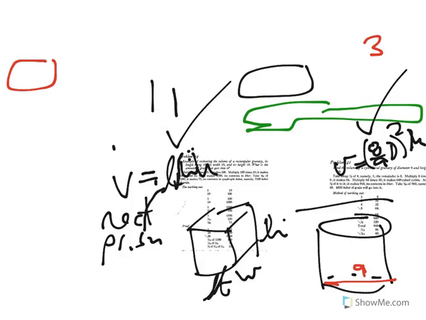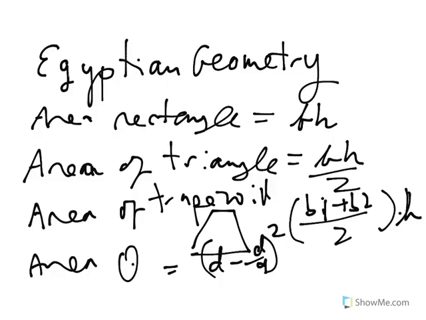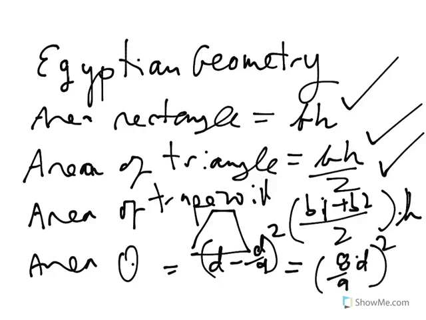Okay, so that's going to do it for their geometry. As we can see, they were very sophisticated with it. They had area of a rectangle correct, area of a triangle correct, area of a trapezoid correct. Area of a circle was close, 8/9 D, and then squared. Area of a cylinder was close also. Area of a rectangular prism was correct. And then they had this unusual second, which is kind of the reciprocal of the slope, sort of. The bigger it is, the shallower the pyramid is.